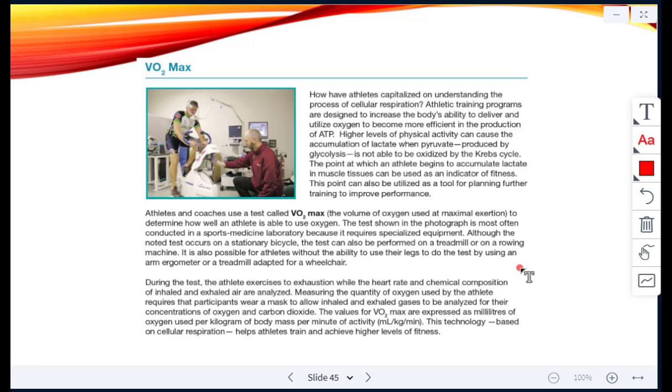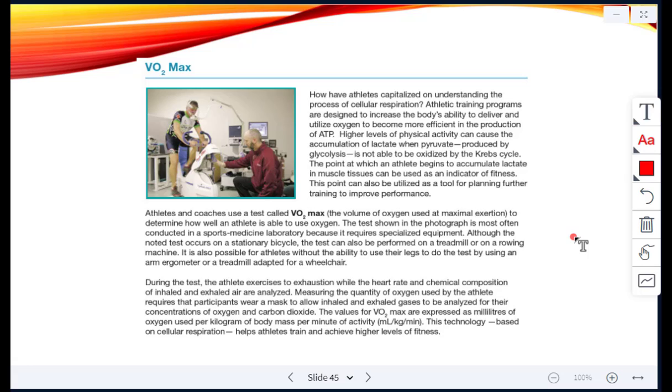The point at which an athlete begins to accumulate lactic acid or lactate in the muscle tissues can be used as an indicator of fitness. It can also be utilized as a tool for planning further training to improve performance. There's a test called the VO2 max, which is the volume of oxygen used at maximal exertion, and it determines how well an athlete is able to use oxygen.